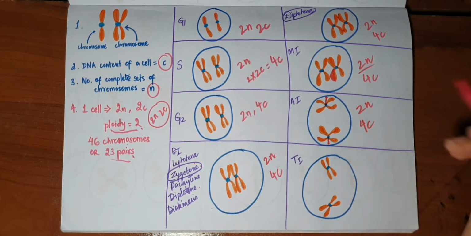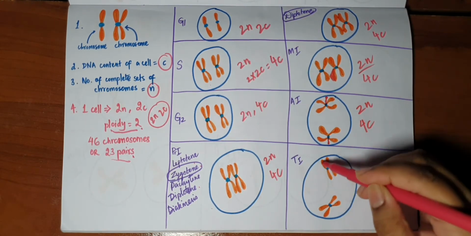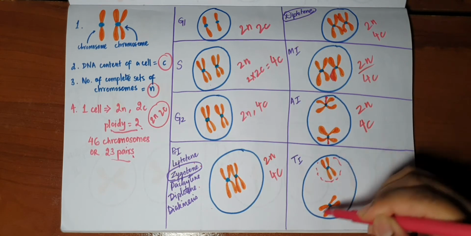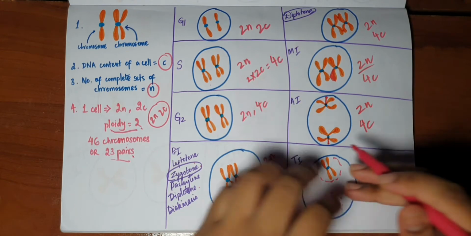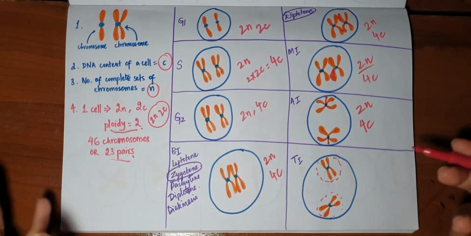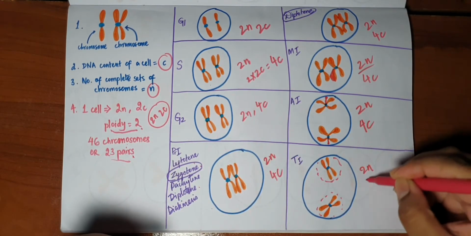In telophase, what happens? They are separated and the nuclear envelope begins to form in preparation of cytokinesis so that 2 daughter cells can form. Still nothing has changed, so 2n and 4C.